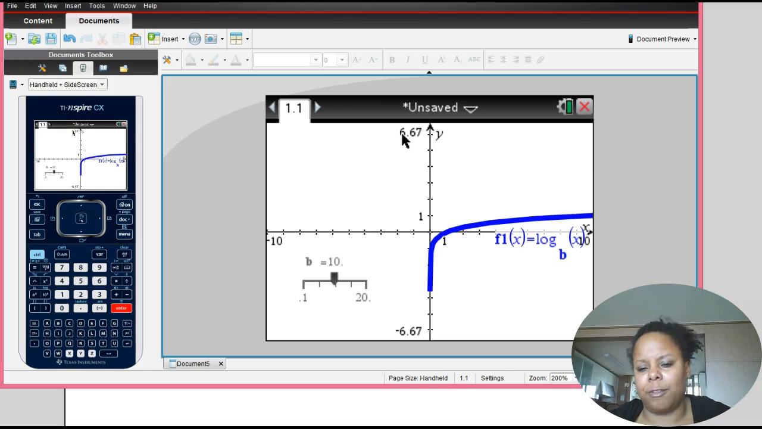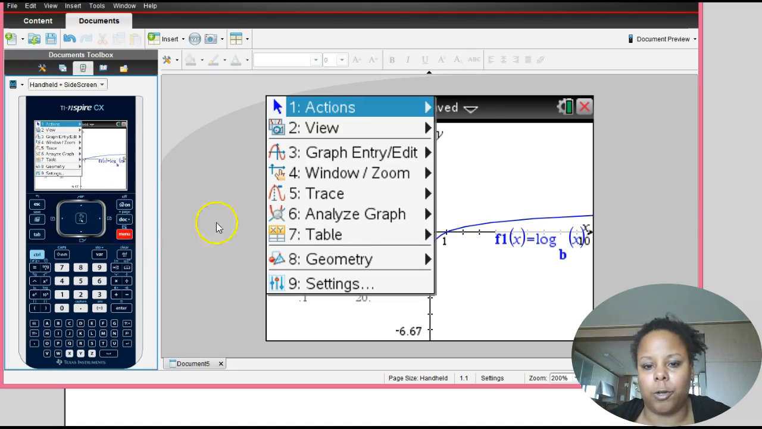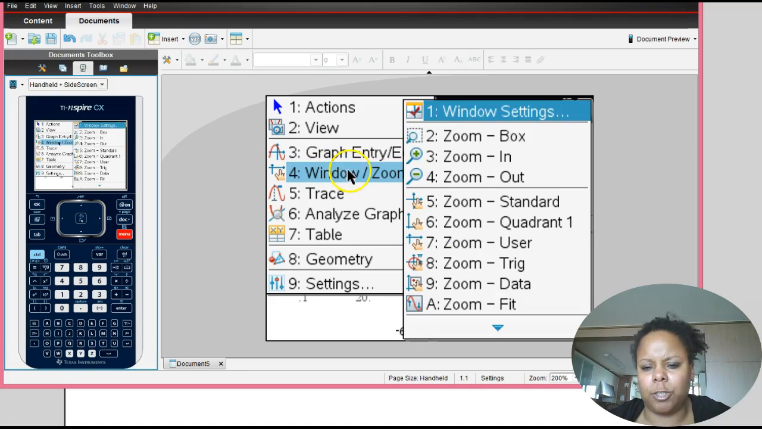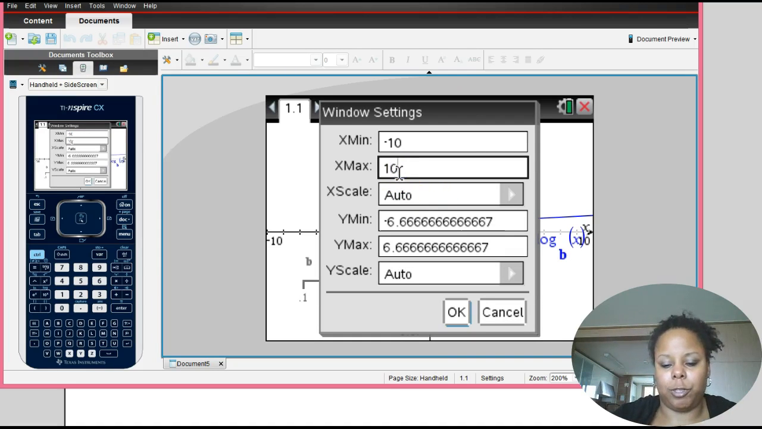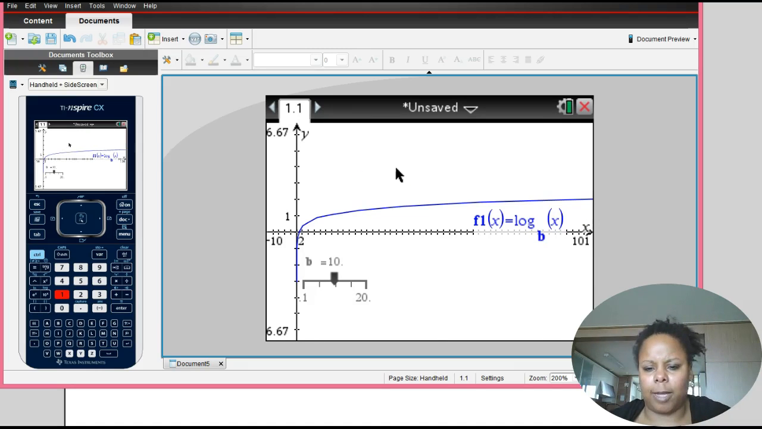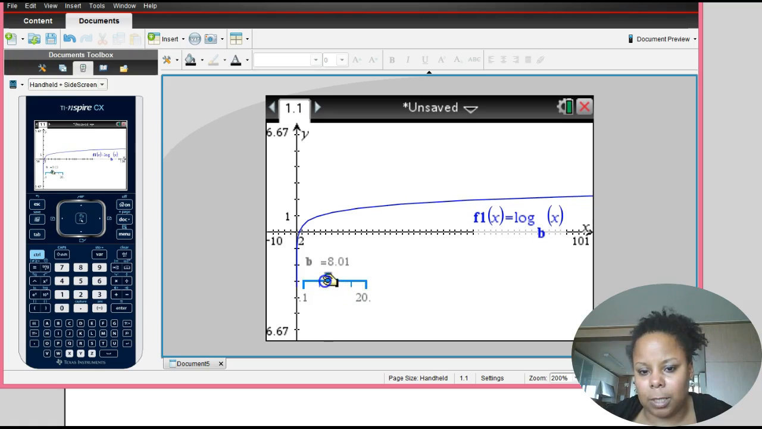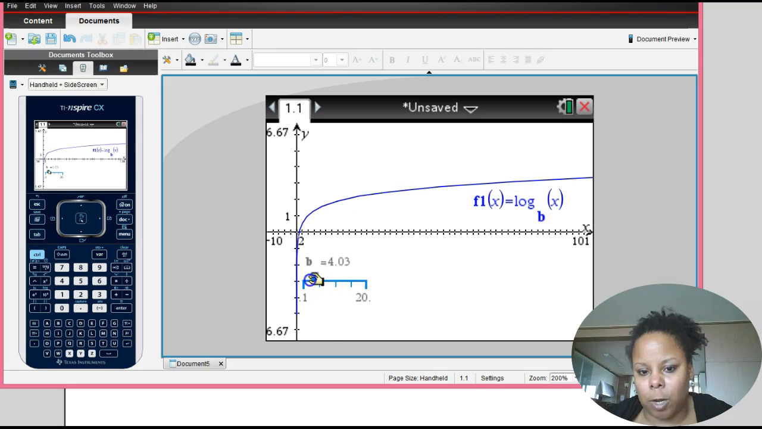It gives me a graph of the log function. I'm going to change the window because I want to show you something interesting about the log function. I'm just going to change the x value to 101 and keep the y value. What do you notice about this logarithmic function? I want you to pay attention to it as I change the slider value, the value of the base. Take a look at what's going on with the function, what changes and what stays the same.